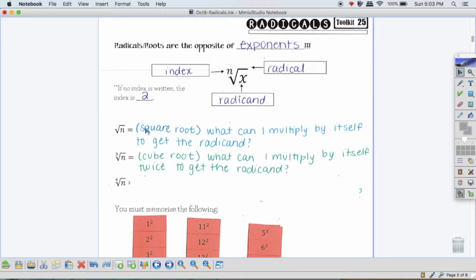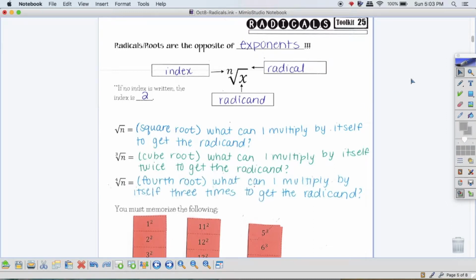Okay, so we have square root, cube root, and after that it's 4th, 5th, 6th, 7th, 8th root. So this we would just say 4th root. The 4th root: what can I multiply by itself and by itself and by itself to get the radicand?